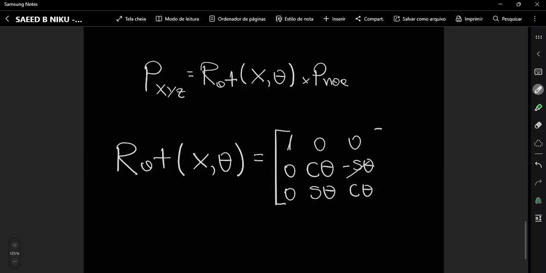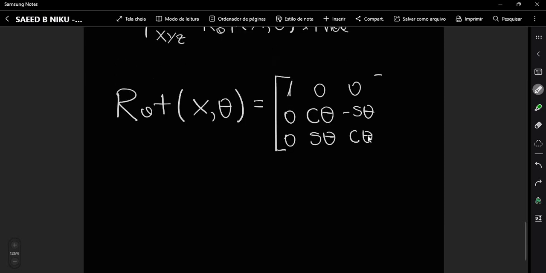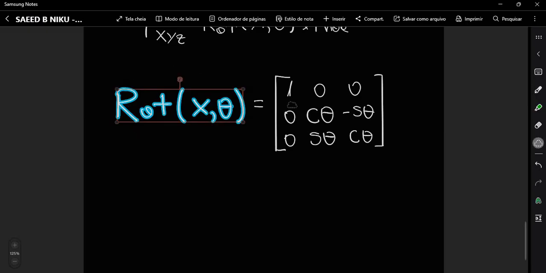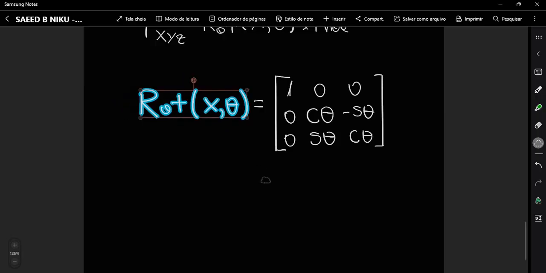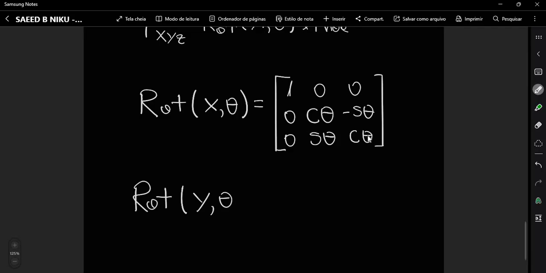Look at the first videos, and we will see why this signal of minus, please. So that is the notation for a pure rotation movement done above the axis x, and a pure rotation movement above the axis y, and is the same concept.